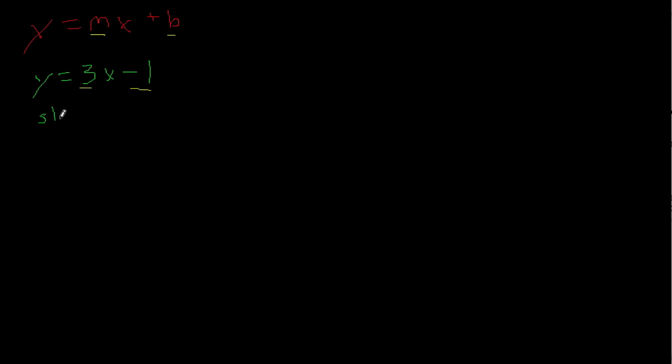the slope is 3, and the y-intercept, where it's going to intercept the y-axis at x equals 0, is going to be minus 1. It's written out here. There we go. So the slope is 3 and the y-intercept is minus 1. Okay.